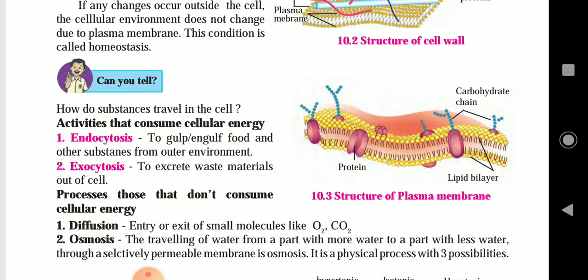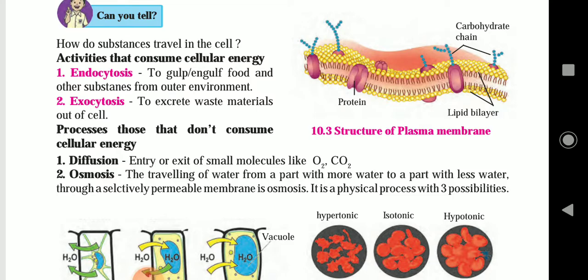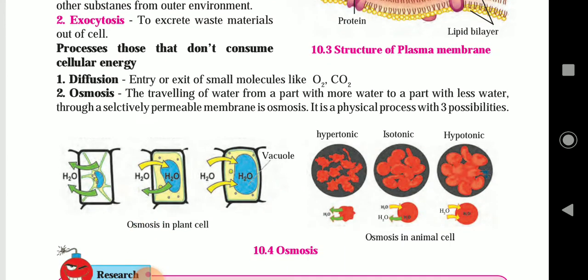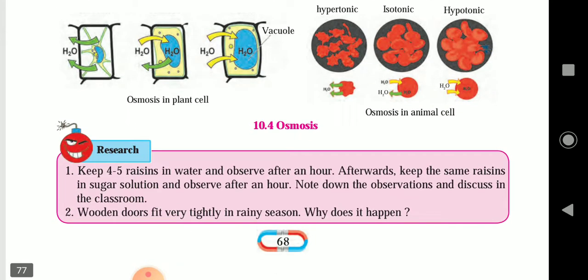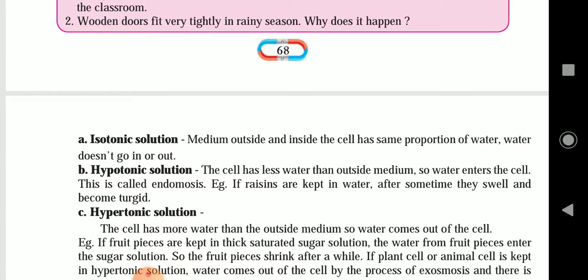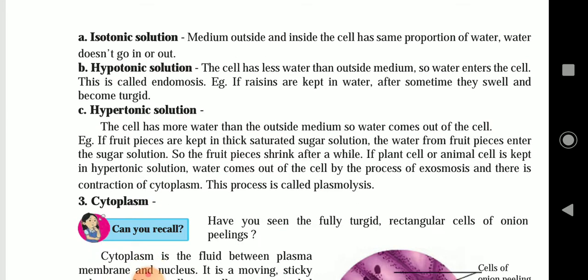Next are the processes that don't consume energy, which don't require energy for the cell. Those processes are diffusion and osmosis. Now for osmosis, you have to study the different types of solutions, since the environment of the cell consists of different types of solution and how the cell behaves in that solution. These solutions are hypertonic, hypotonic and isotonic solutions.